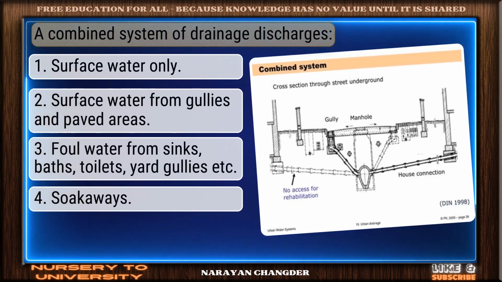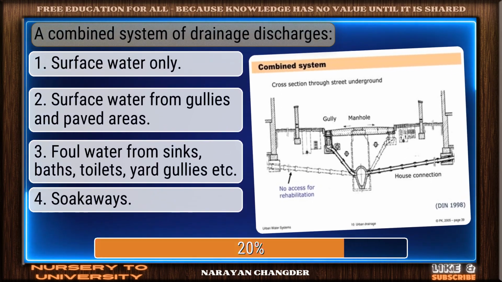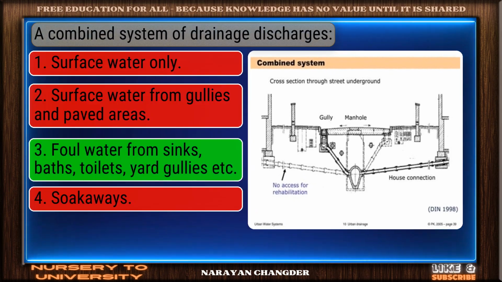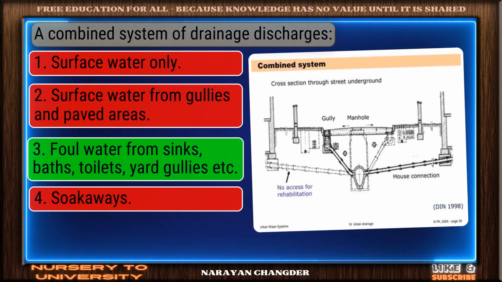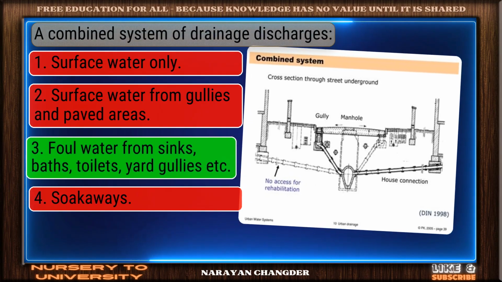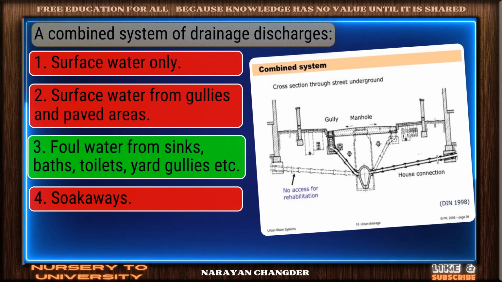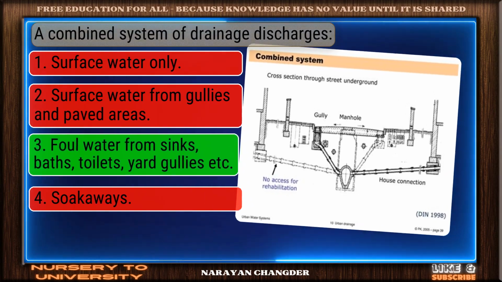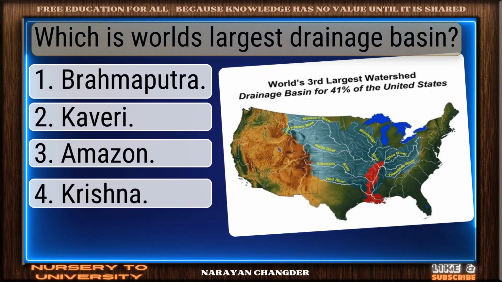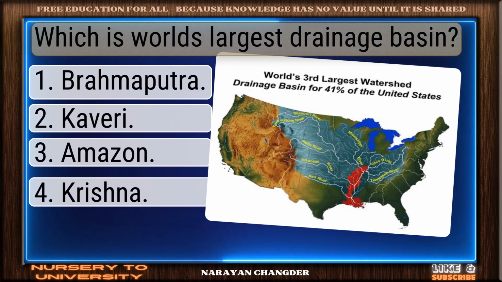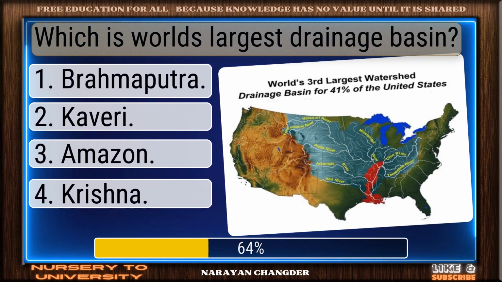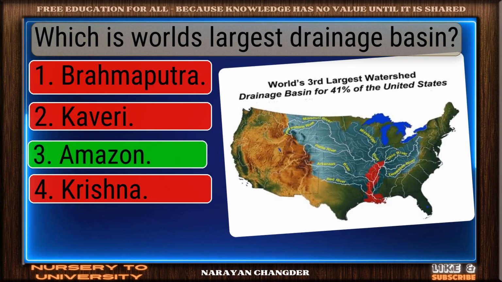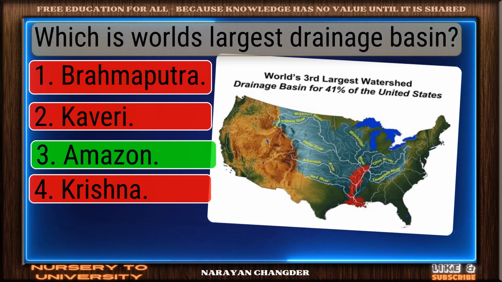A combined system of drainage discharges. Good thinking. Foul water from sinks, baths, toilets, yard gullies and sea is the right answer. Which is the world's largest drainage basin? Great thinking. Amazon is the right choice.